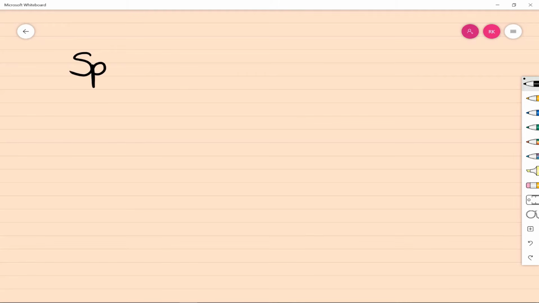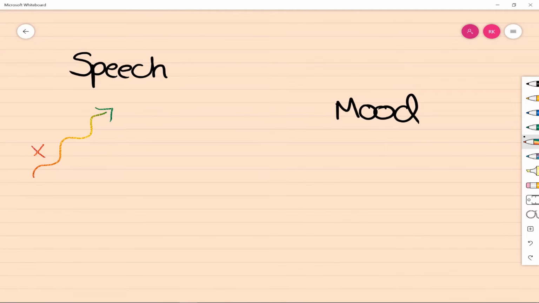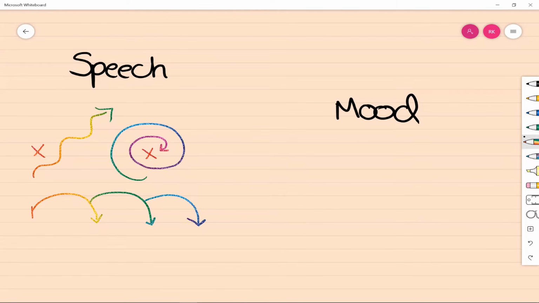Next is speech and mood. When we think about speech, we can think about the volume and the rate of speech, and that links in with some of the thought disorder types that we've considered in some of the other videos. So you can pick up evidence of thought disorder here, so things like tangentiality, circumstantiality, derailment, and other thought disorders.